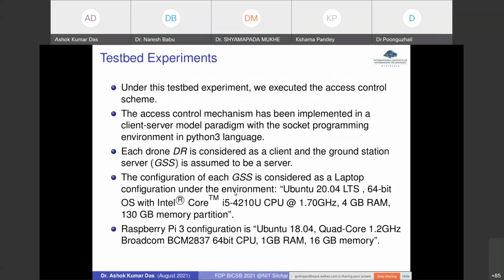So finally, we have also tested a real-time test bed experiment here. For that, we have used the client-server model paradigm with a socket programming environment under the Python 3 language. Each drone is considered as a client, and the Constellation server is assumed to be a server. GSS is considered as a laptop kind of configuration in this environment, and Raspberry Pi configuration is taken for the drone.